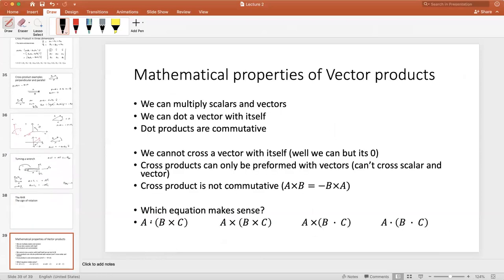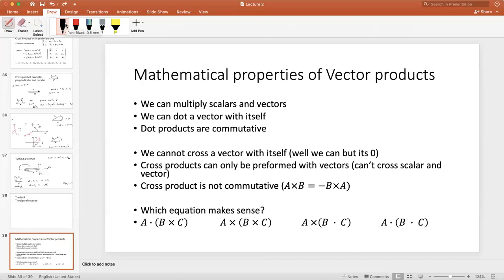So the final thing I want to talk about is the mathematical properties of vector products. Okay, so we can do some weird combinations of A dot B cross C dot D. You can do all these weird things. In fact, there's something called a triple product, which gives you the volume of an object. But you'll learn all that in vector analysis or in Calc 3 or whenever you learn it.